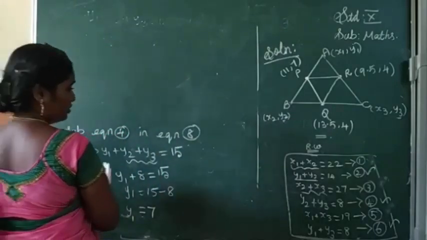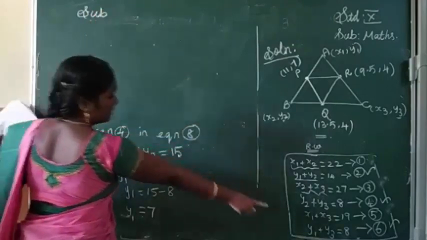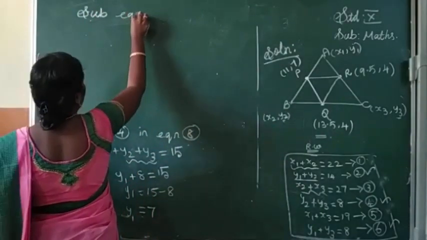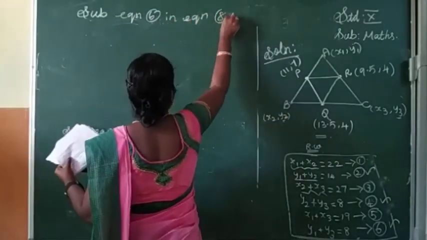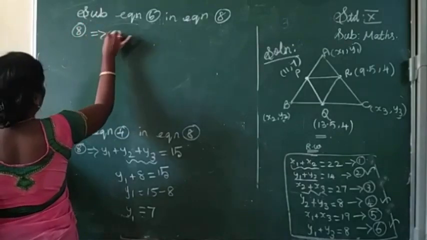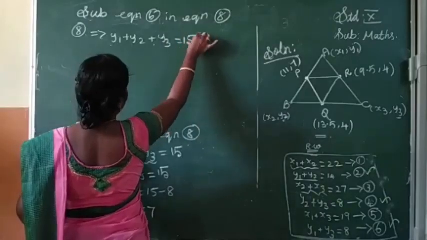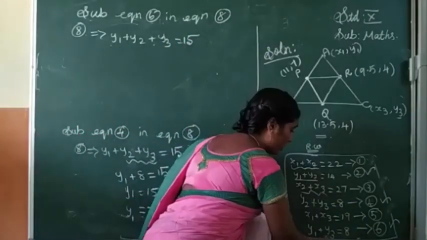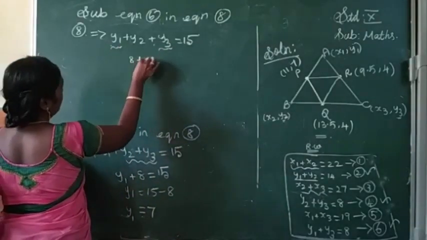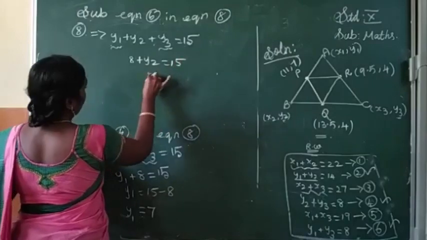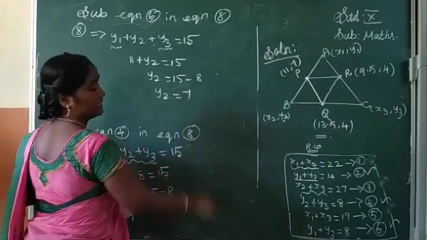Then the next equation, I am going to substitute in equation 8. So what is the next equation taken? Equation number 6. So substitute equation 6 in equation 8. What is equation 8? y1 plus y2 plus y3 is equal to 50. This is the 8th equation. Then what is the 6th equation? y1 plus y3 is equal to 8. So instead of y1 plus y3, I will write 8. y3 is equal to 15. Then y2 is equal to 15 minus 8. If you subtract these two numbers, you will get the answer 7.